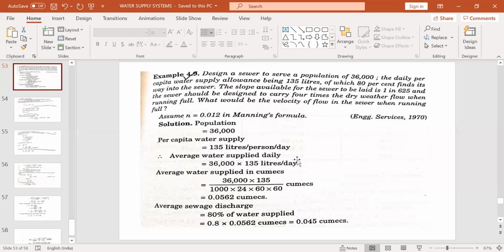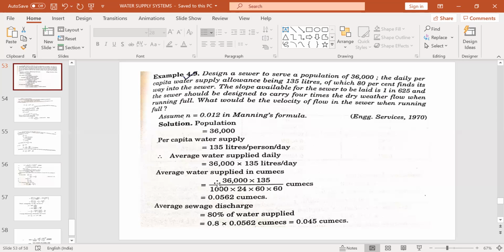So in one day, how many seconds are there? 24 into 60 into 60. So this gives us 0.0562 meter cube per second as the average water supply. So this is the water supplied.